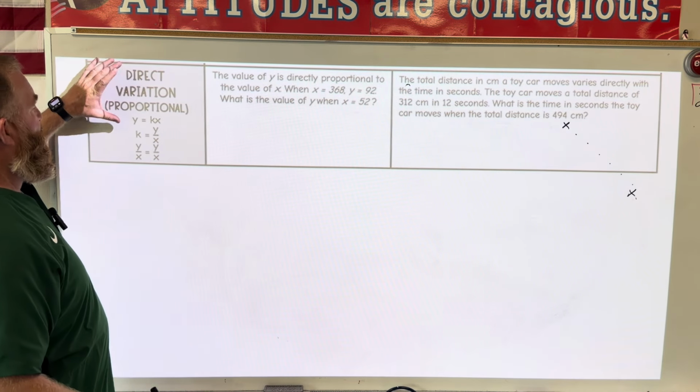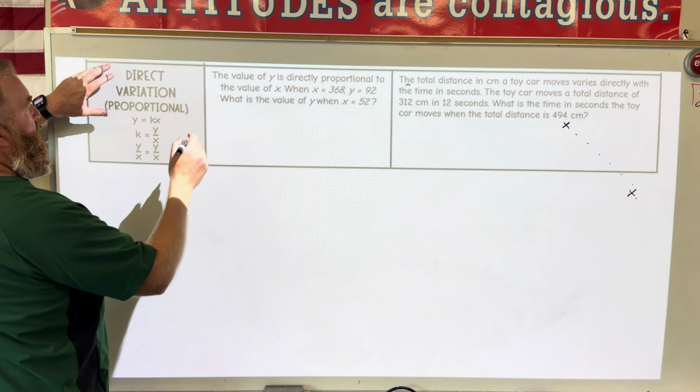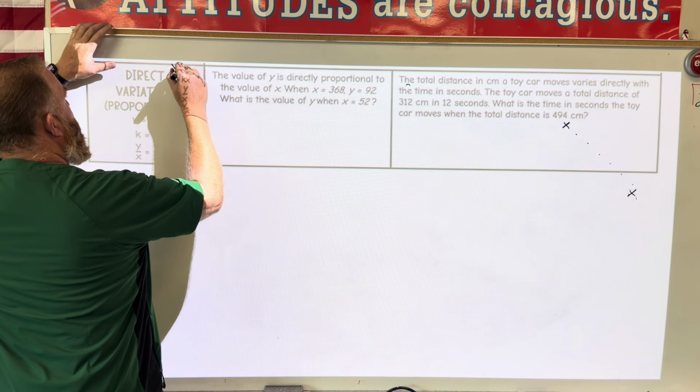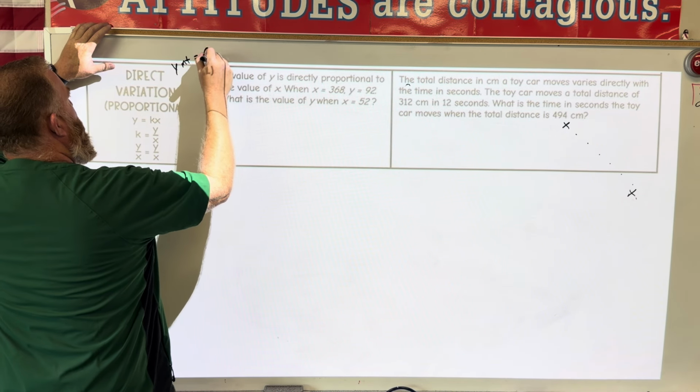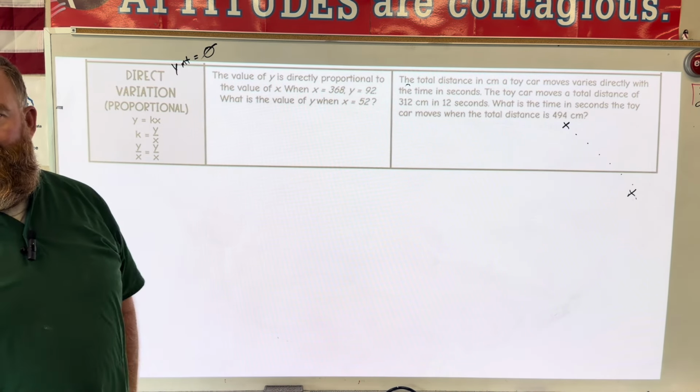All right, so here we go. Direct variation. Please write this down, okay? The y-intercept is always going to be 0.